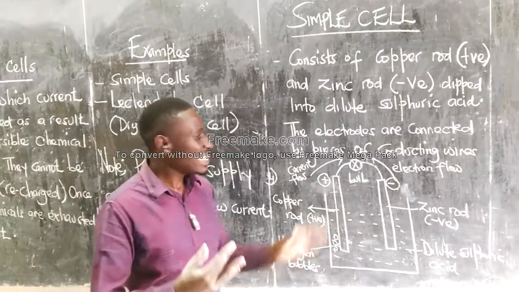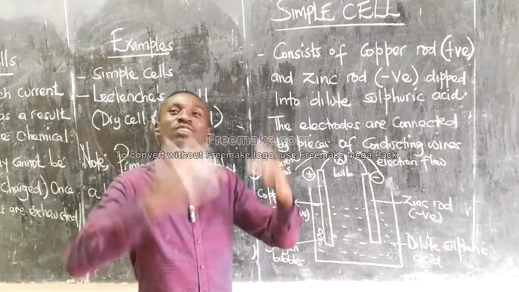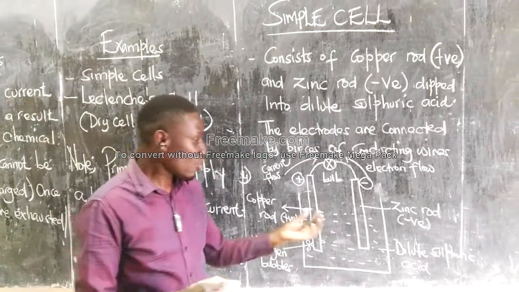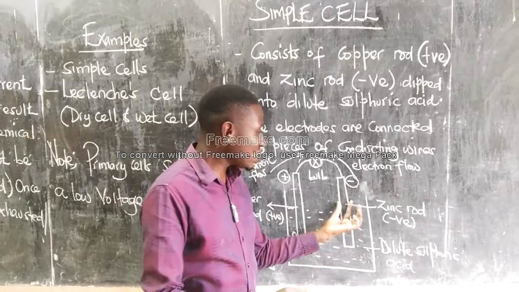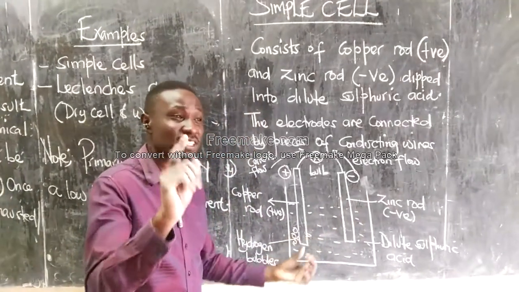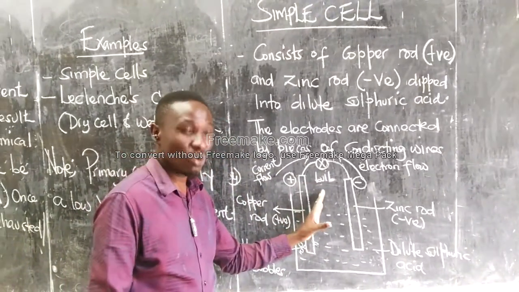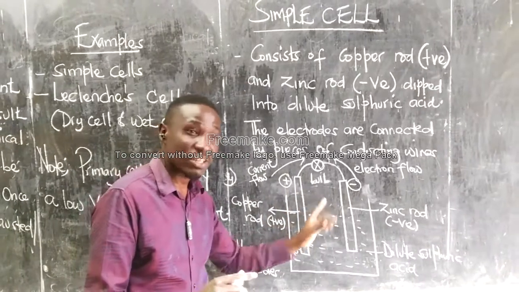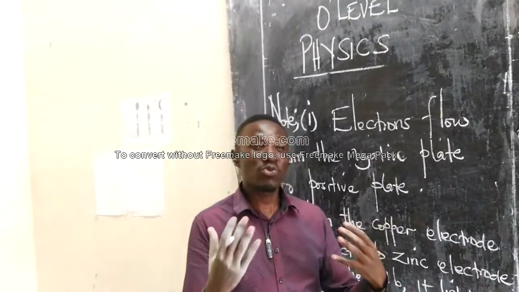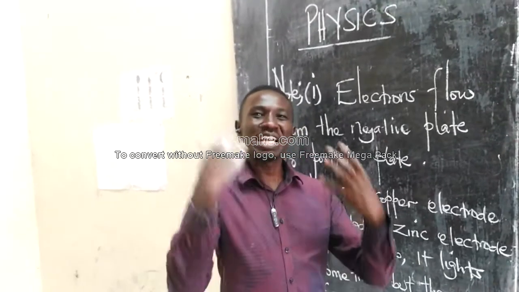So therefore, that's why simple cells are not reliable, and that's why they are no longer available, because they were replaced with what we call dry cells. So one of the disadvantages of using this is that hydrogen bubbles are formed here, and that defect is called polarization. Actually, we are looking at the defects of a simple cell. Why is it so disadvantageous? Why can't you rely on it?